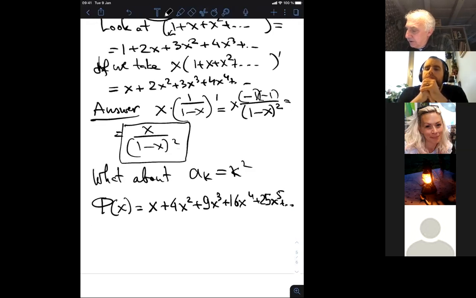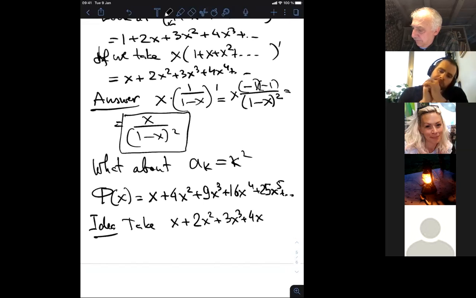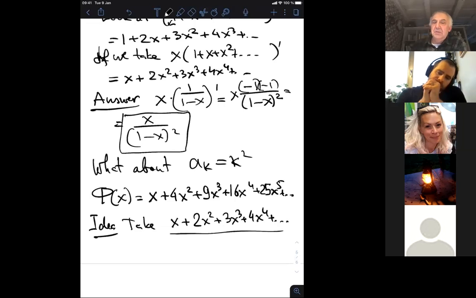Well, the idea is more or less the same. So let's look at the latter power series. Again, take the series which we had before: x plus 2x squared plus 3x cubed plus 4x to the fourth, and so on. How can we transform this one to the one which we want? The idea is the same. Let us take a derivative once again.